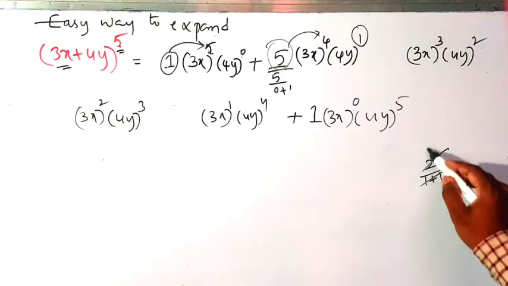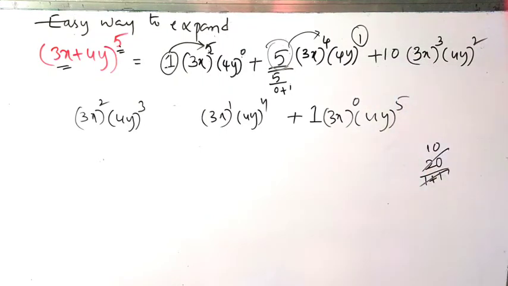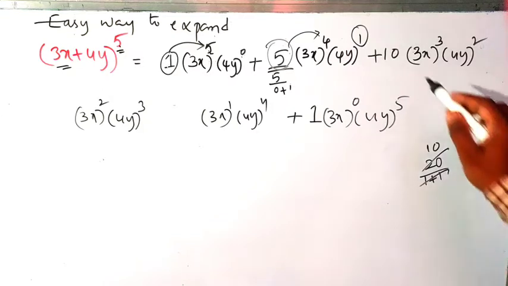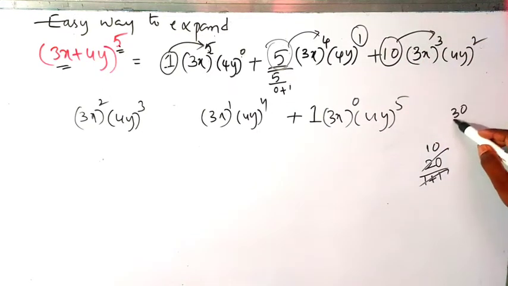So 2 ones are 2, 2 tens are 20. So what we get here? Here 10 we get here. Plus as it is. Next same process. Then after next coefficient. So 10 into 3, 30. By 2 plus 1, 3. So 3 tens are 30. So we get here 10.